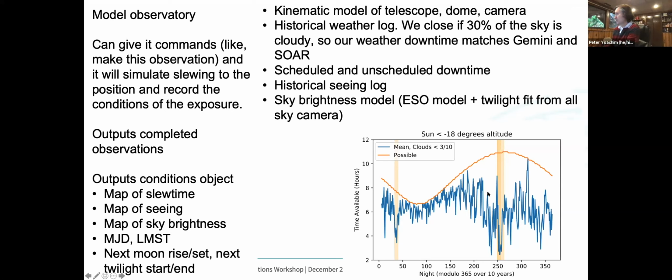And here's a plot showing in blue how much time we have on a given night of the year, and in orange the maximum that would be possible if there were never any clouds. The vertical stripes show our scheduled downtime spots that we have every year. And so our model observatory gives the scheduler all the current conditions: how long it would take to slew to the positions, what the current seeing looks like, what the current sky brightness looks like, things like that.